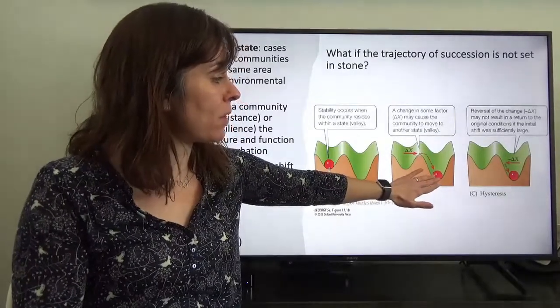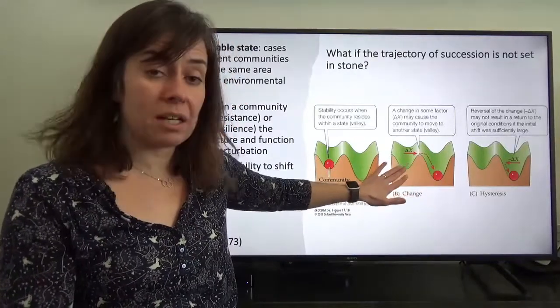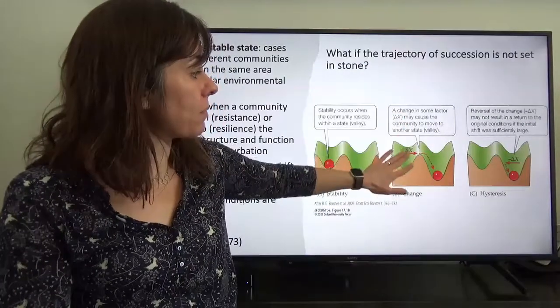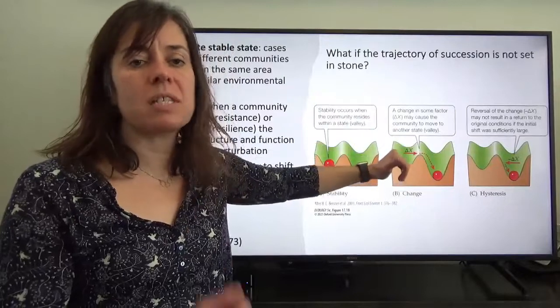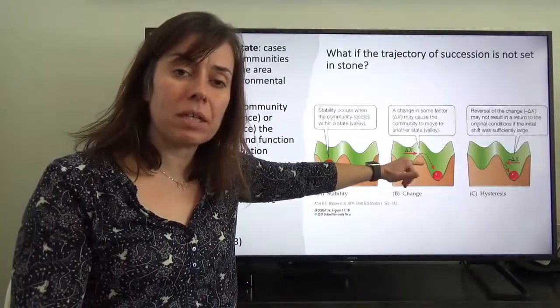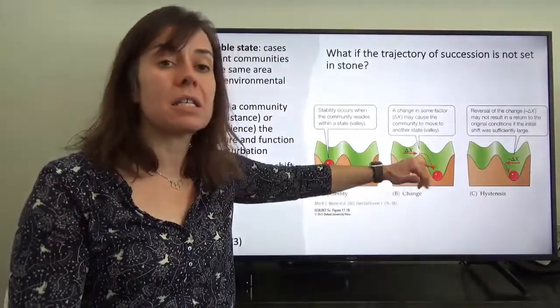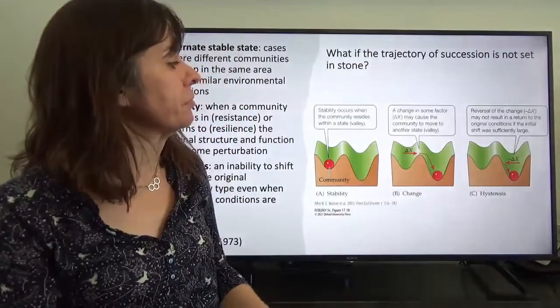And it may be very, very hard to get that back out from here to get it to go back to where it was, all right? So we have a change in some factor, and this can be the strength of the disturbance, the intensity, the frequency, whatever it happens to be, or it can be the susceptibility of the system to that disturbance, the vulnerability of the system to that disturbance because it's already compromised by warmer, drier conditions, for example.